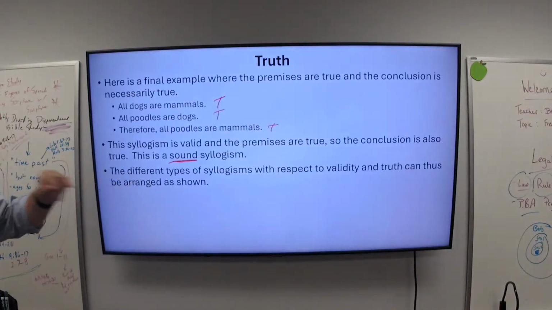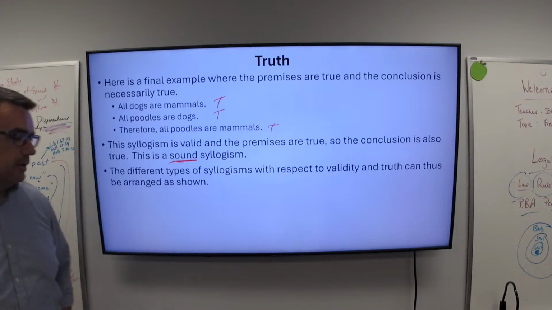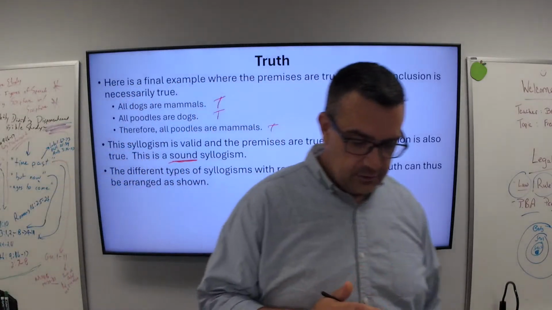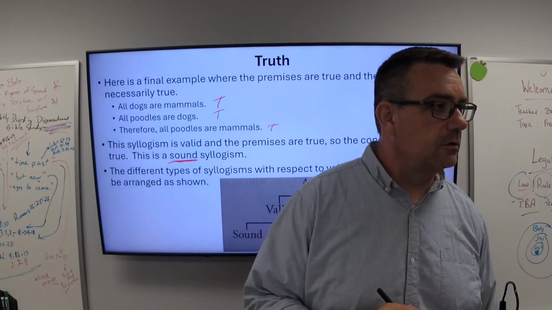The different types of syllogism with respect to validity and truth can thus be arranged as shown. So, I think I gave you this, did I give you this graphic on the next page?